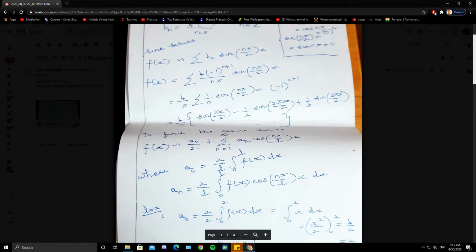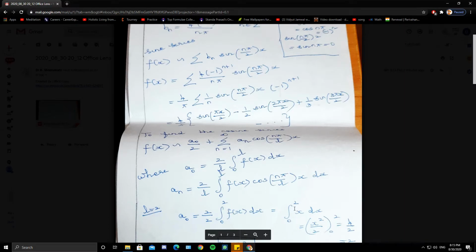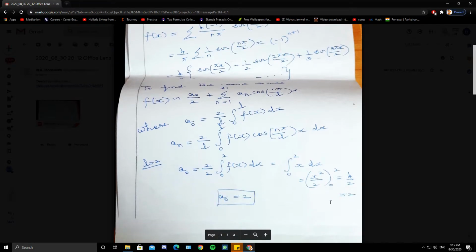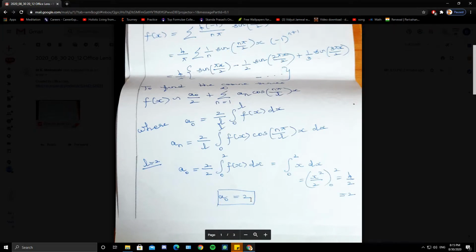f of x equals x is defined in the open interval 0 to 2. So l is 2, and a naught is 2 by 2 integral 0 to 2 f of x dx. 2 by 2 is 1. f of x is x from 0 to 2, so integral 0 to 2 x dx is x square by 2 from 0 to 2, that is 4 by 2, which is 2. So the Fourier coefficient a naught is 2.